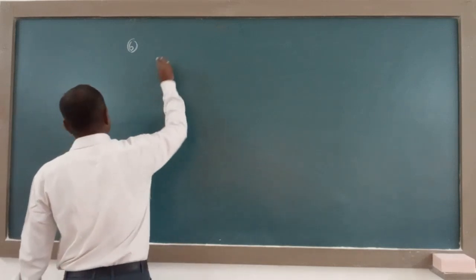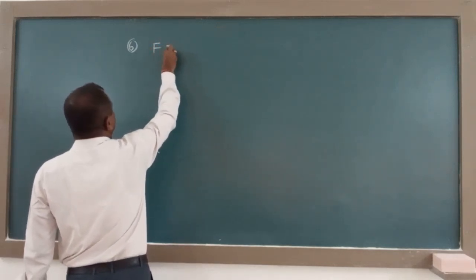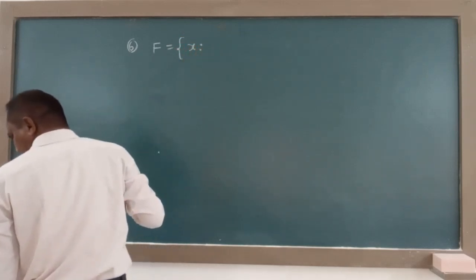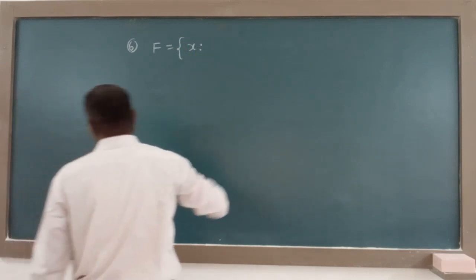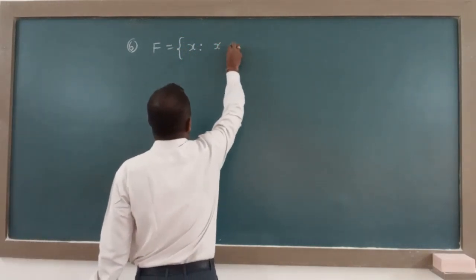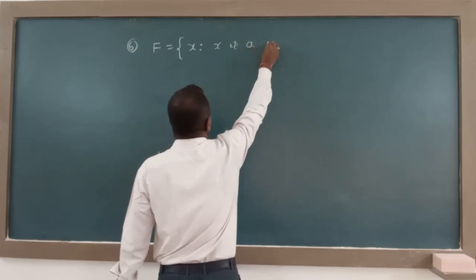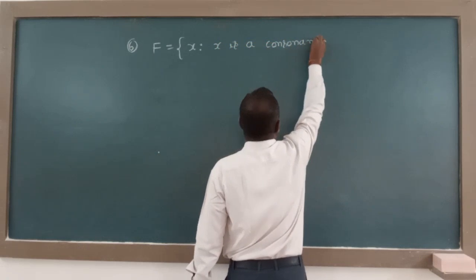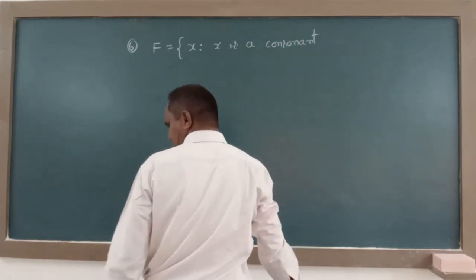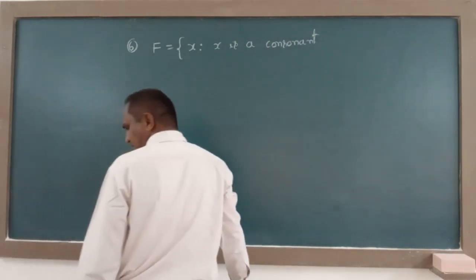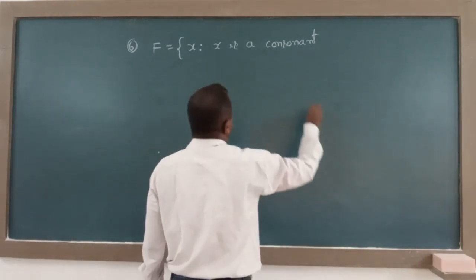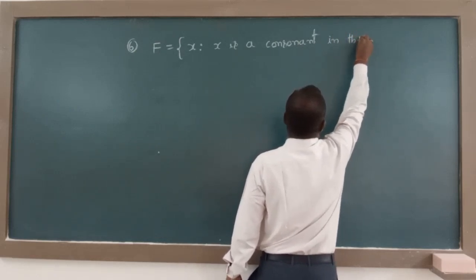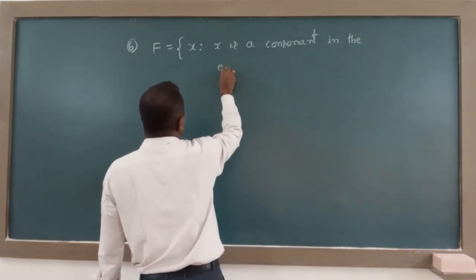F is equal to the set of X such that X is a consonant in the English alphabet.